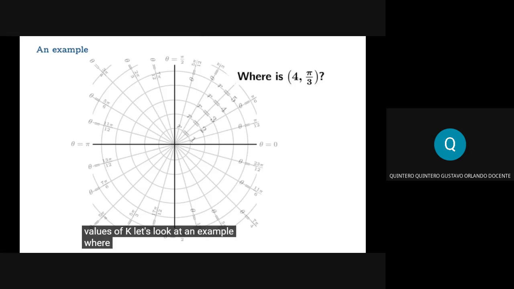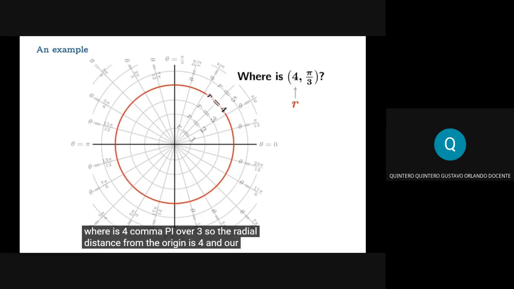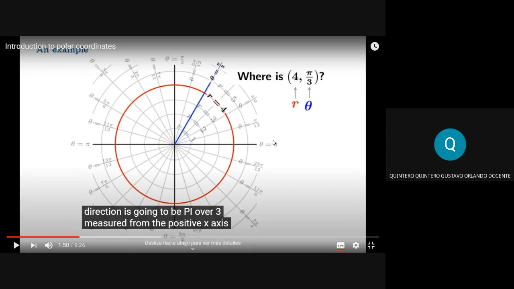Let's look at an example. Where is 4 comma pi over 3? So the radial distance from the origin is 4, and our direction is going to be pi over 3 measured from the positive x-axis. Now, of course, if you're having difficulties with radians, if you don't really know how to measure radians, you can just change pi over 3 into degrees, and we can measure degrees. Pretty simple. So that is one way. Or if you have these radial angles located like that, pi over 3, pi over 4, and so on, then you can just take a look at where pi over 3 is going to be. That means this is the point we're describing.